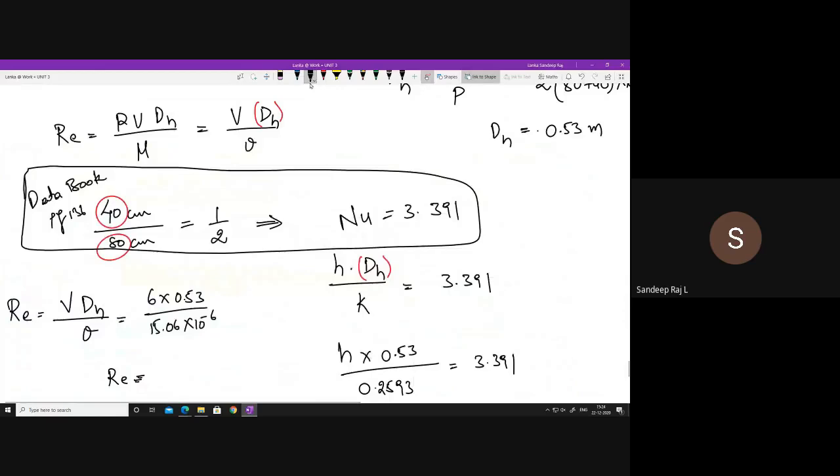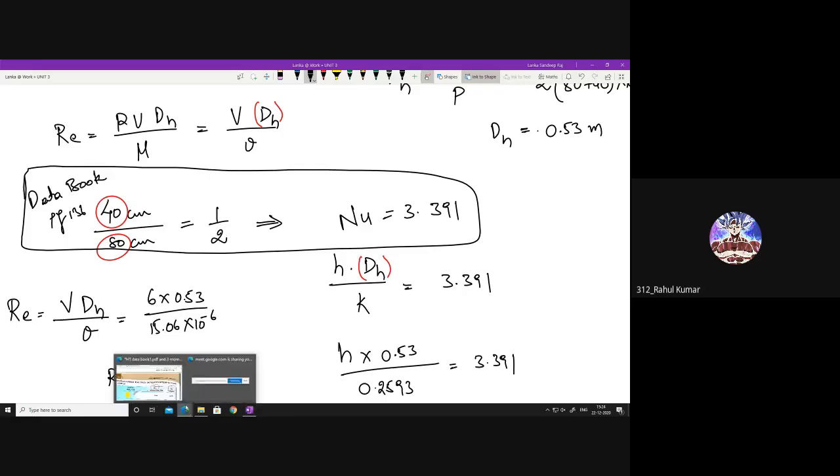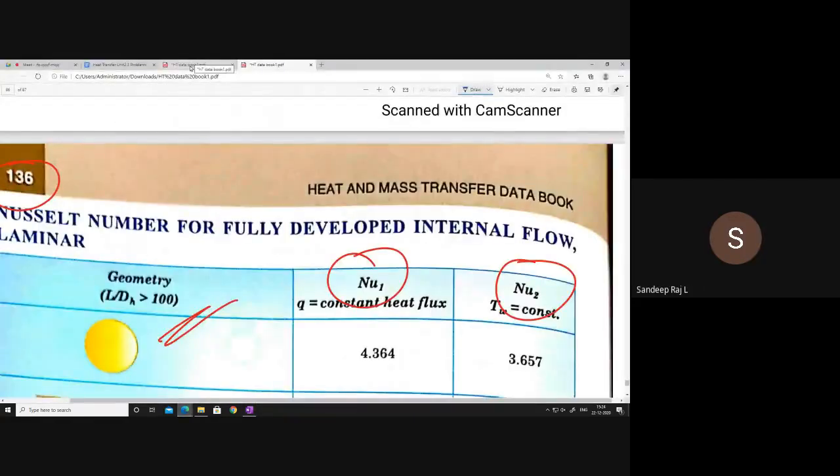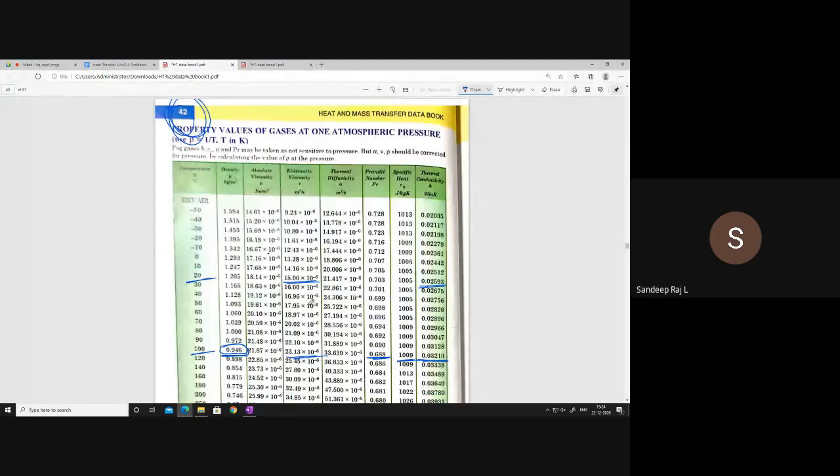RE value. Please tell me what is the RE value. 211,155.37. Sir, kinematic viscosity is 16 into 10 power minus 6. I have not taken it properly. At 20 degrees for air, it is 30 degrees. The question says 20 degrees. 20 degrees, sir.